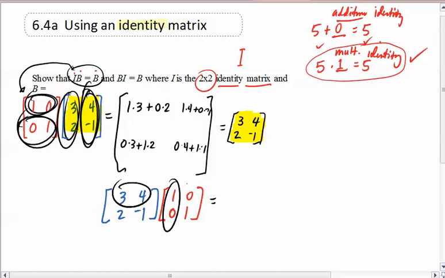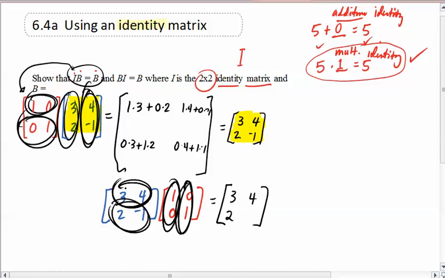That times that. This time I'm just going to go right to the answer. 3 times 1 plus nothing is 3. Now you can see why this is working. This 0 is going to create nothing from the 3, but the 1 times the 4 is going to give me the identity 4. That times this one gives me a 2, but nothing from the second term, and then this times this is going to give me nothing from the first term, but negative 1 from the second one. So both of them work.